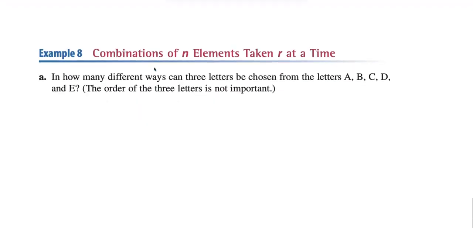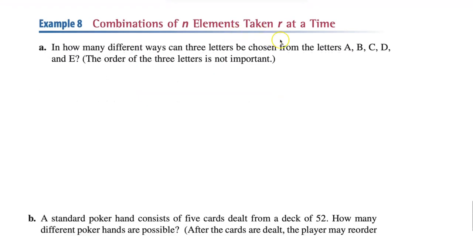So let's do an example. In how many different ways can 3 letters be chosen from the letters A, B, C, D, and E? See, in this case, order of 3 letters is not important. I just want to care about what 3 letters you get. It doesn't matter what order they come in. So there's 1, 2, 3, 4, 5. So it's going to be 5 total. And I only care about 3 of them.